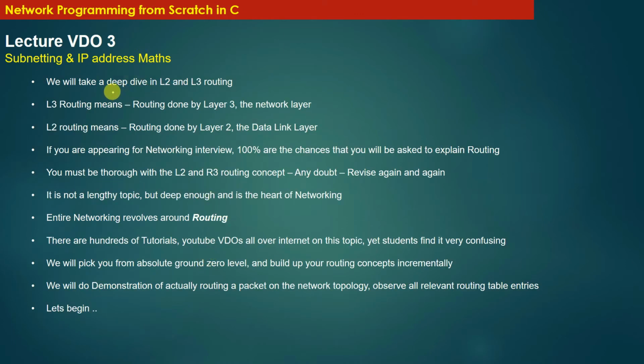So in this module, we will take a deep dive into L2 and L3 routing. L3 routing means the routing that is done by layer 3 of the TCP/IP stack, that is the network layer. L2 routing means the routing that is done by layer 2 of the TCP/IP stack, that is the data link layer. So if you are appearing for a networking interview, 100% the chances are that you will be asked to explain the routing.